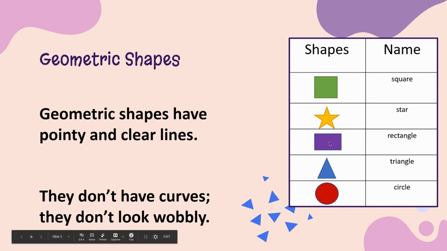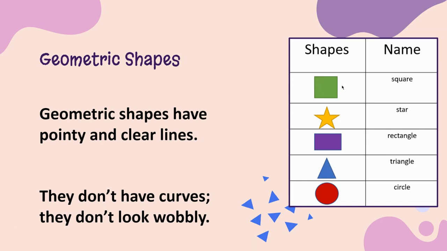So here you have some examples of geometric shapes. For example, the square, the star, the rectangle, the triangle, the circle. These are geometric shapes. They have pointy and clear lines. They're not wobbly, they don't have curves to them.